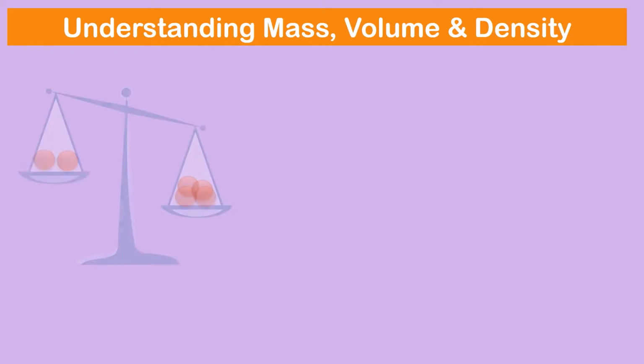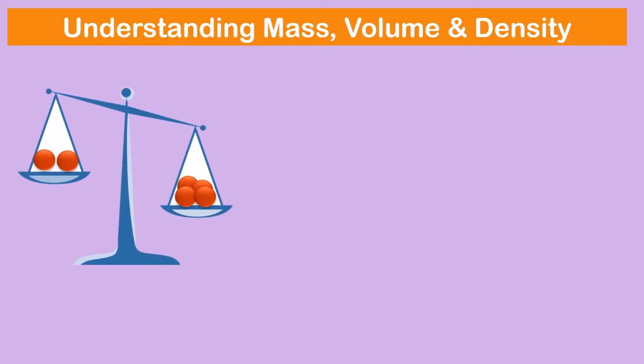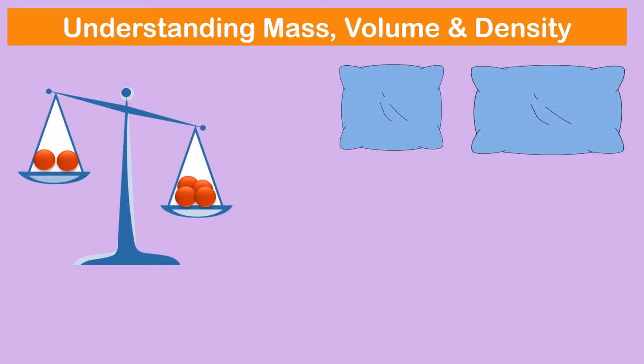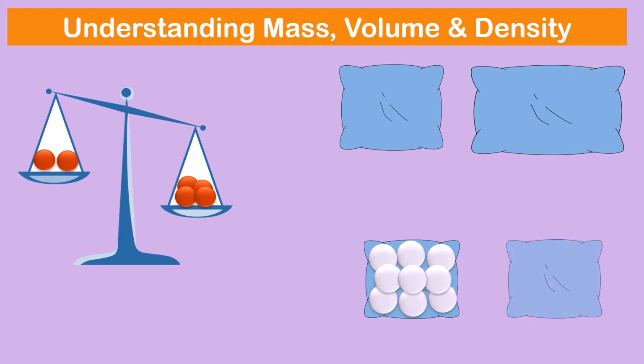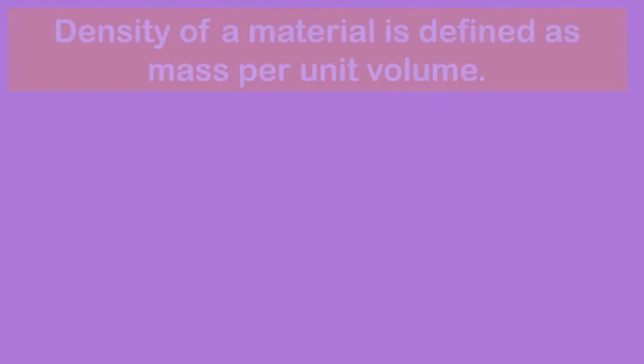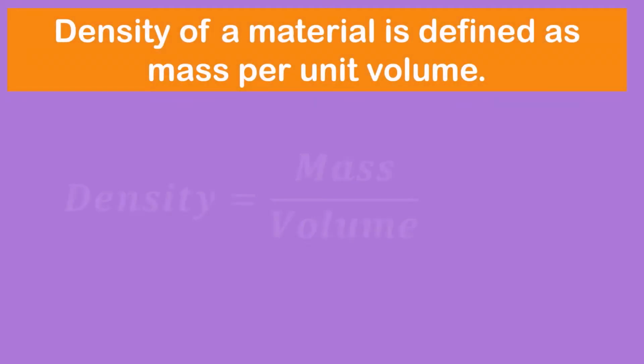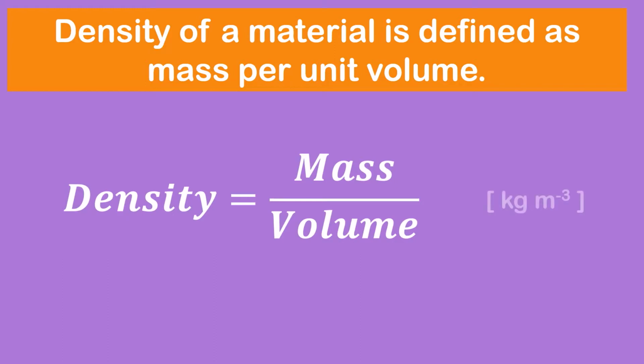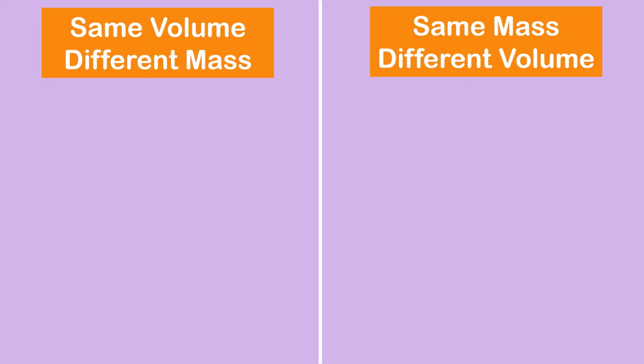We know mass means how much matter is inside that object, and the volume is the measure of how much space it occupies. Density, however, tells us how closely this mass is packed inside that object. Density of a material is defined as mass per unit volume, its SI unit being kilogram per meter cube.